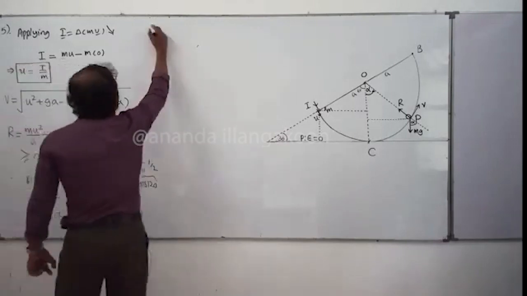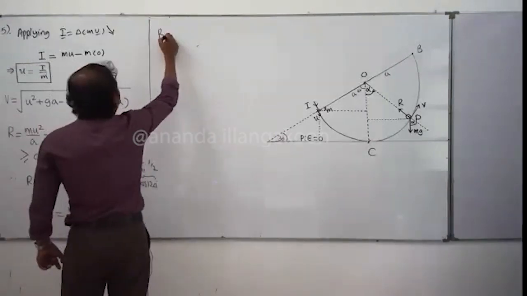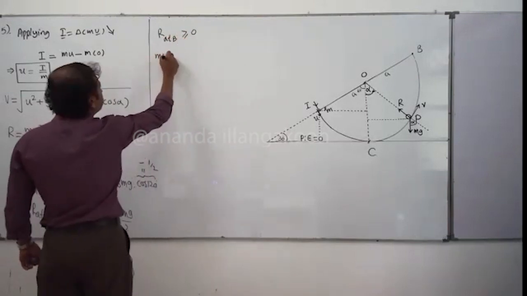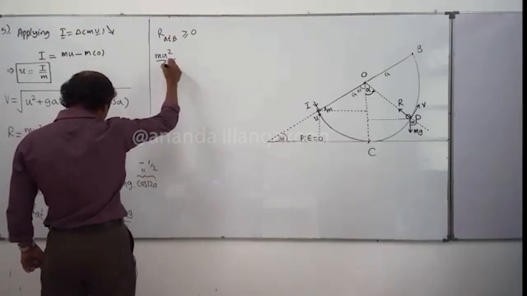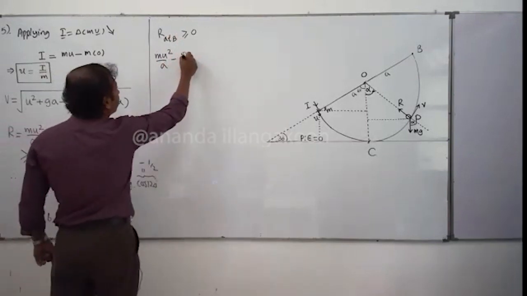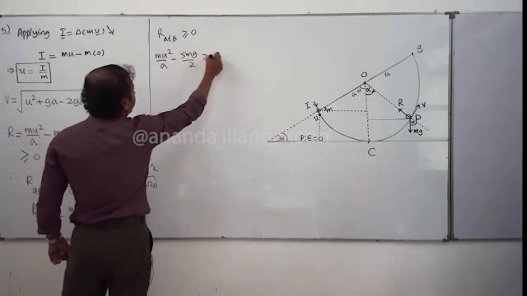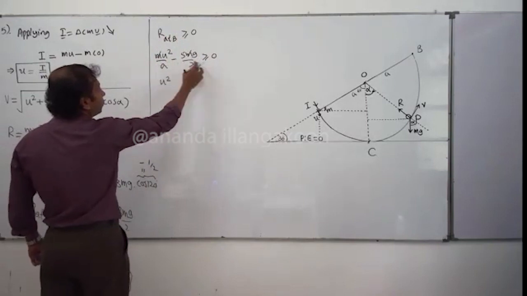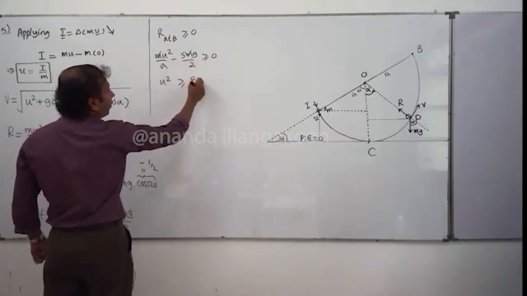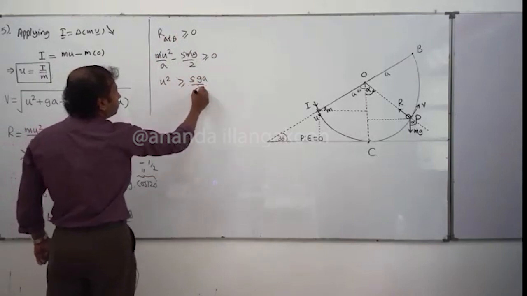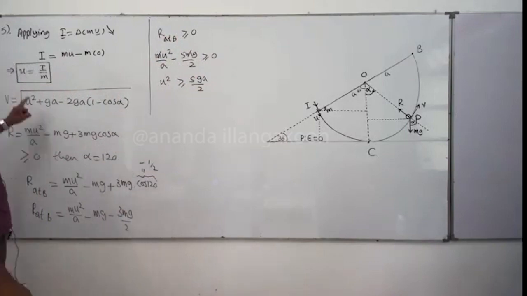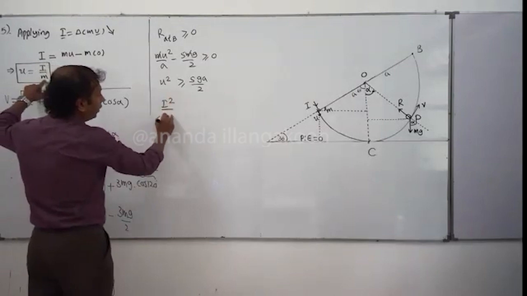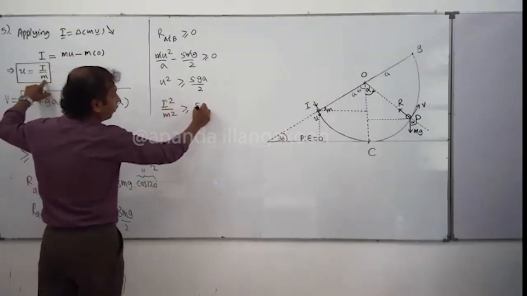But R at B should be greater than or equal to 0. R at B should be greater than or equal to 0. We get mu squared by a minus 5mg by 2 here, no? Greater than or equal to 0. m and m you can cancel. Now take this to the right hand side, multiplying by a, 5ga by 2. But u squared, u is I by m, so I squared by m squared will be equal to 5ga by 2.